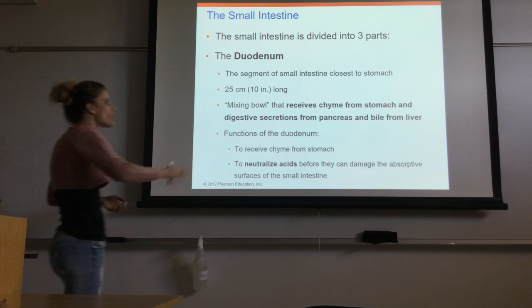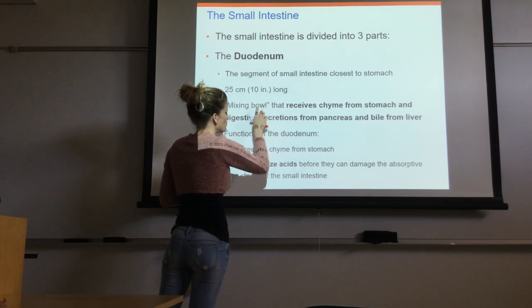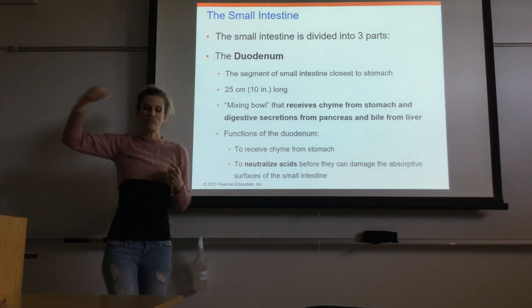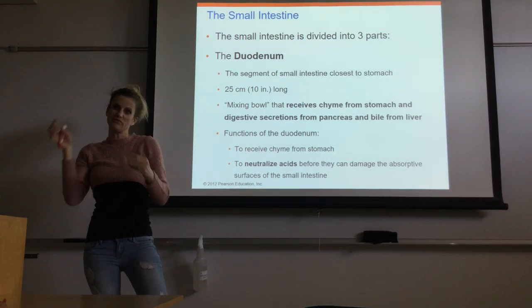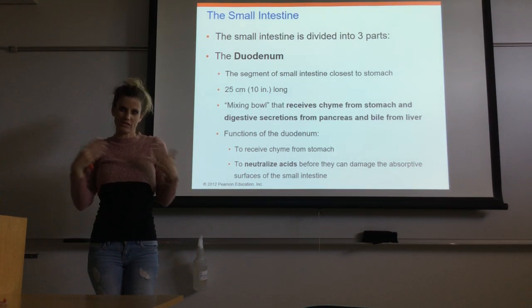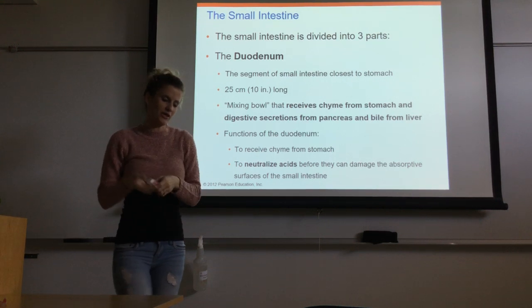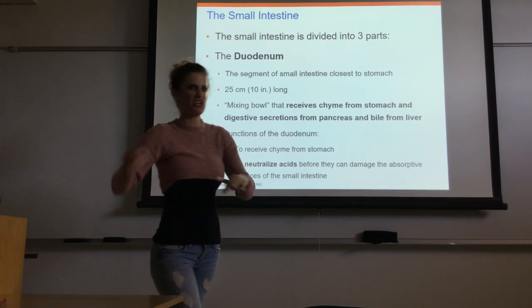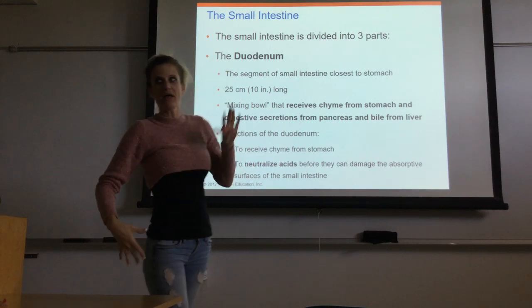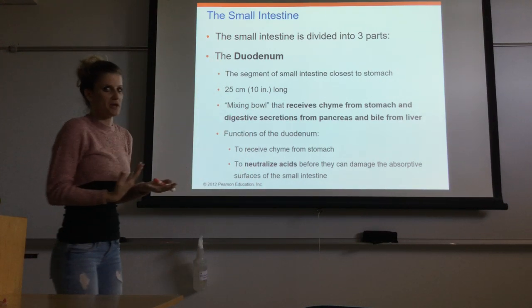And we call the duodenum the mixing bowl because it literally receives a bunch of ingredients from a bunch of different places and mixes them all together. Just like when you're making a cake, you throw in the flour and the sugar and the eggs and you beat it all up. That's what happens in the mixing bowl, or in the duodenum.